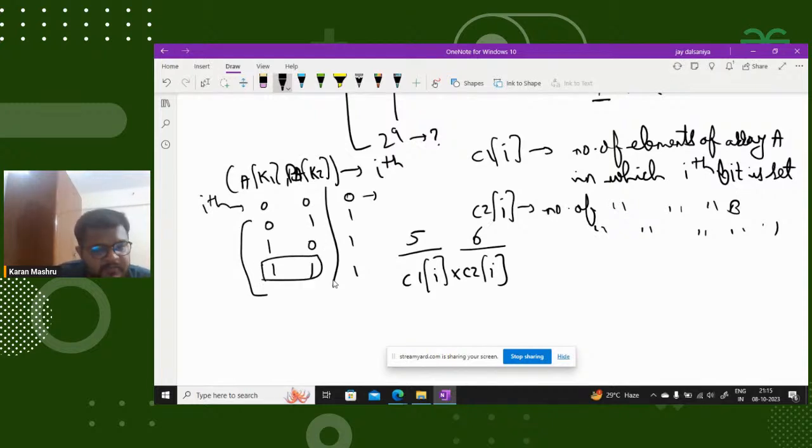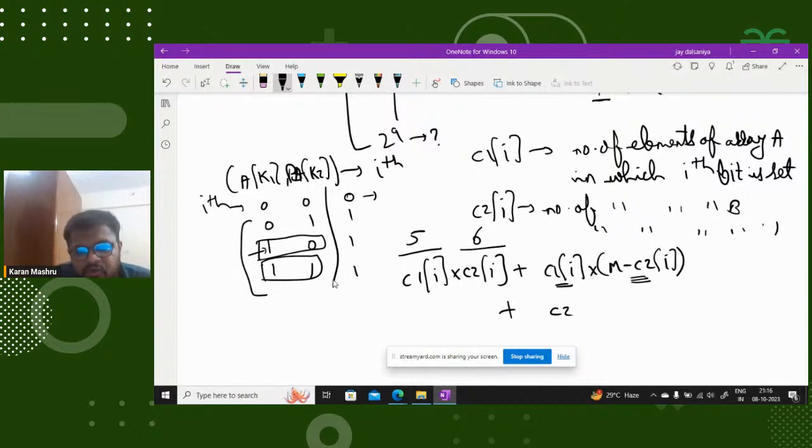They form this case, plus C1 of I multiplied by M minus C2 of I, that is the number of elements of array A in which the ith bit is set multiplied by the number of elements in array B in which the ith bit is not set. So it will be this case, the bit is set in A but not set in B, plus C2 of I multiplied by N minus C1 of I, that is the number of elements in array B in which the ith bit is set multiplied by the number of elements in array A in which the ith bit is not set. It will consider this case.